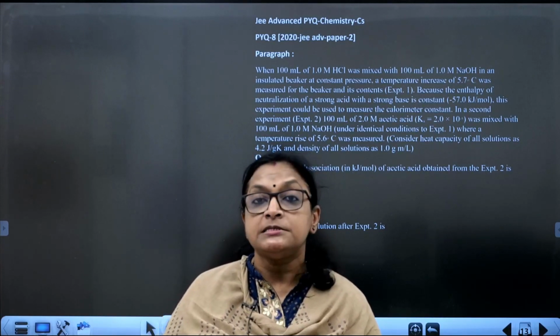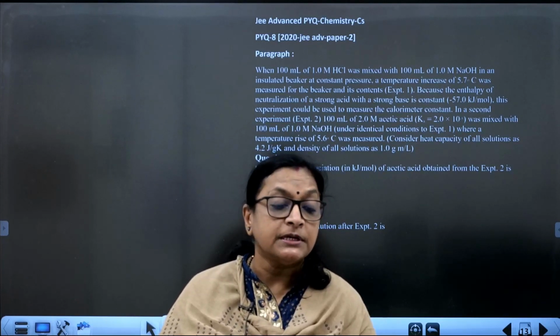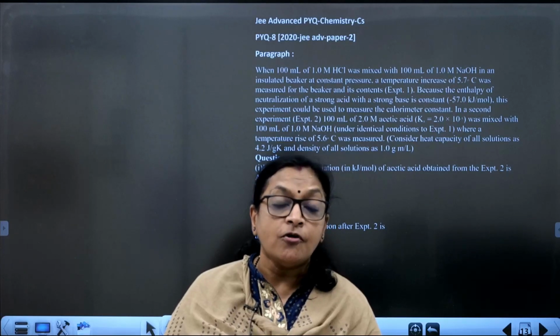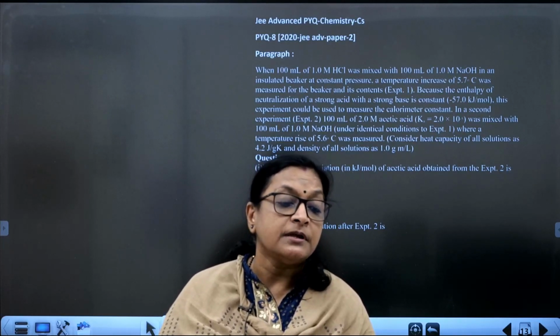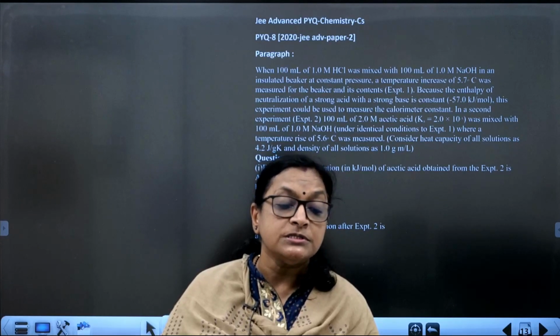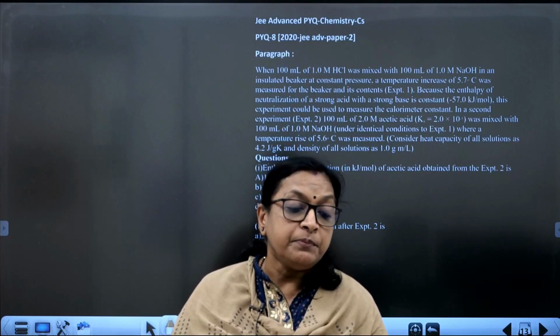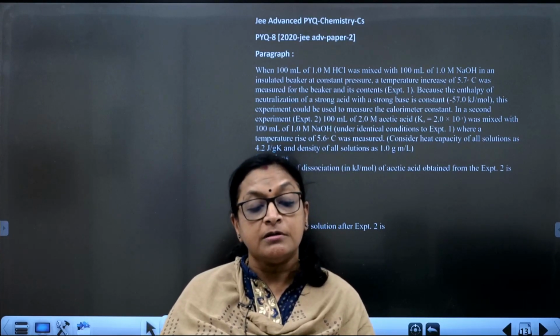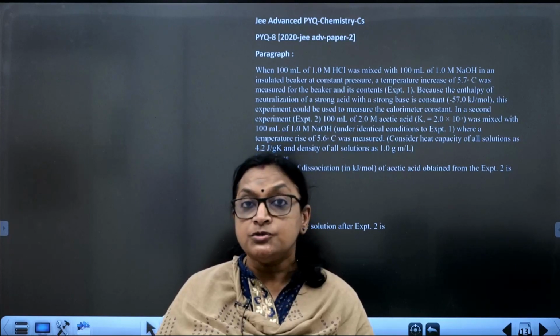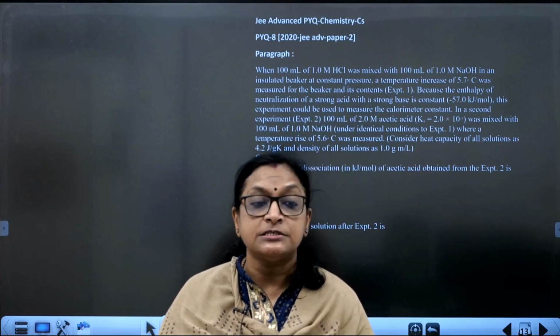Consider heat capacity of all solutions as 4.2 joule per gram per Kelvin and density of all solutions as 1 gram per ml. Moving on to the question: enthalpy of dissociation of acetic acid in kilojoule per mole and pH of the solution after experiment 2. These are the two questions which had appeared in 2020 JEE Advanced paper.